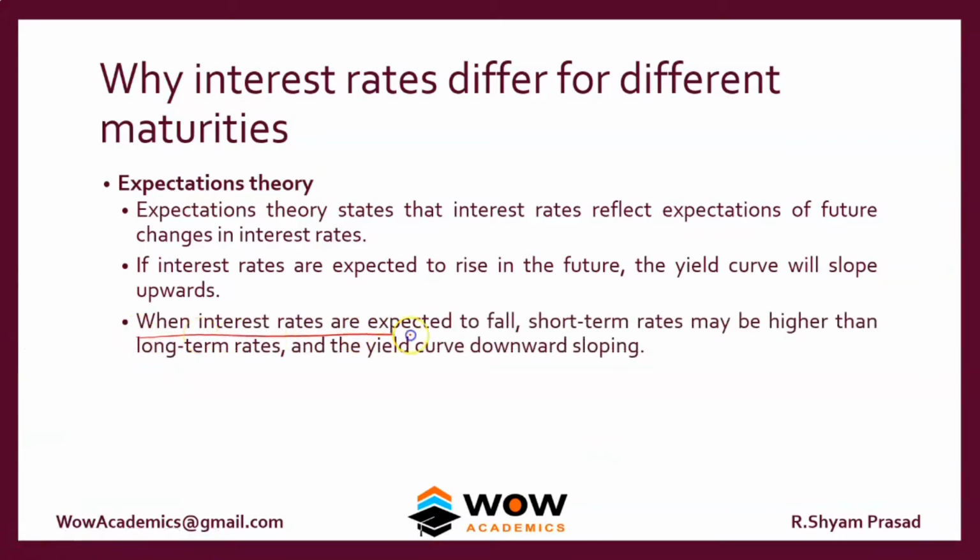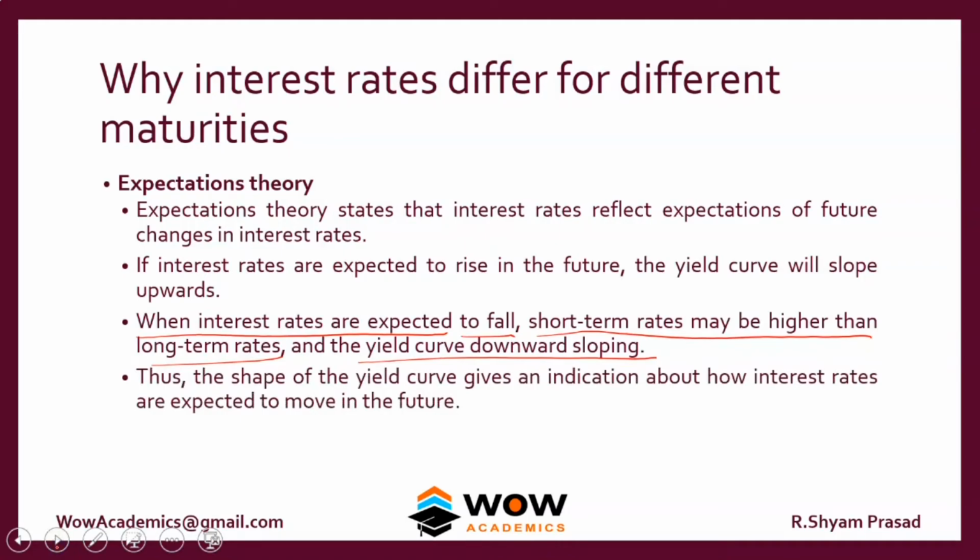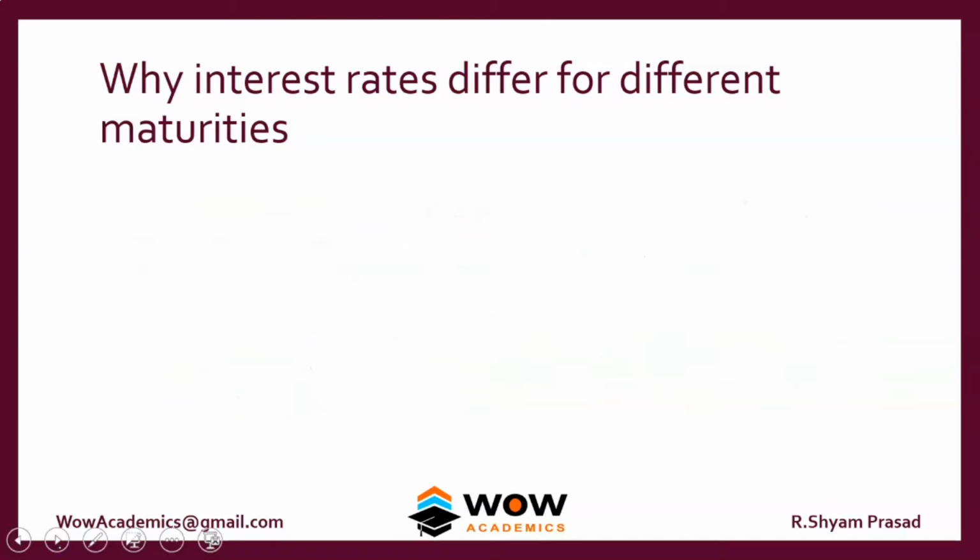When interest rates are expected to fall, short-term rates may be higher than long-term rates and the yield curve can be downward sloping. Thus, the shape of the yield curve gives an indication about how interest rates are expected to move in the future. So how the yield curve shapes out is what the market is also expecting the interest rate to do. So, we'll move on to the next theory.